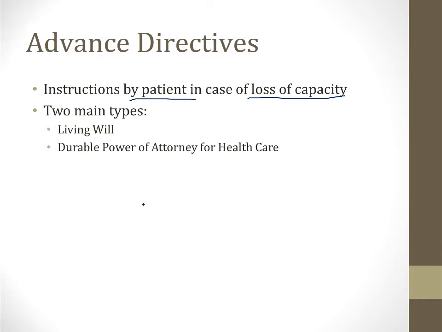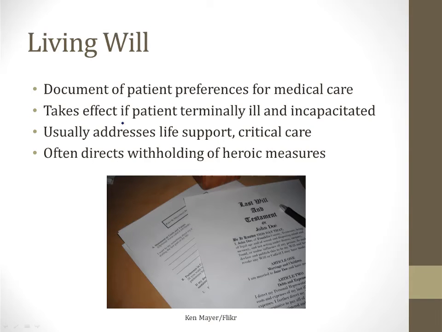And there are two main types of advance directives, the living will and the durable power of attorney for healthcare. A living will is a document that lists patient preferences for medical care, and it takes effect if the patient is terminally ill and incapacitated. It usually addresses things like life support and critical care, and in many cases, it directs withholding of heroic measures. For example, patients will not want to be on life support in the ICU, and they will state this clearly in a living will, and that will tell you what to do when the patient becomes incapacitated.